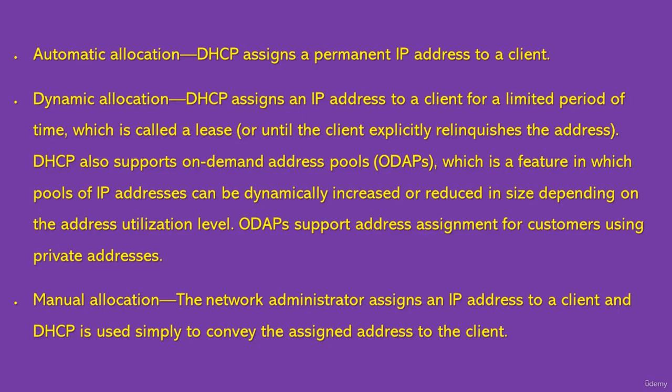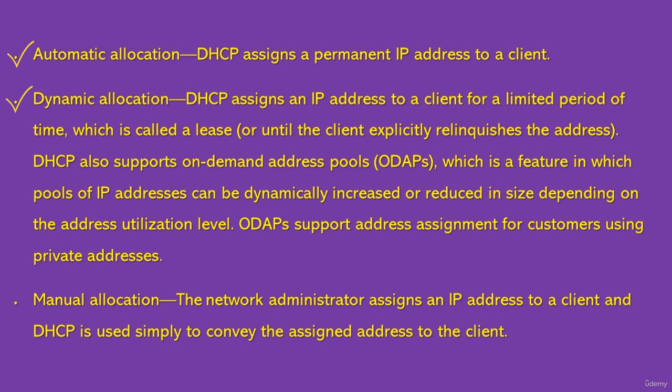DHCP supports three mechanisms for IP address allocation. Automatic allocation. DHCP assigns a permanent IP address to a client. Dynamic allocation. DHCP assigns an IP address to a client for a limited period of time, which is called a lease, or until the client explicitly relinquishes that lease or address.